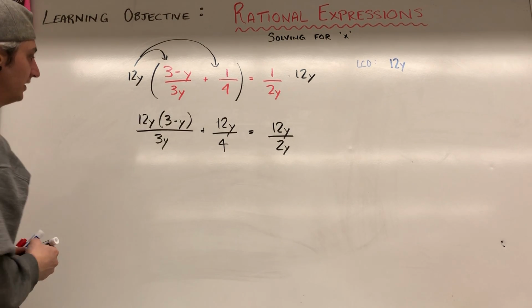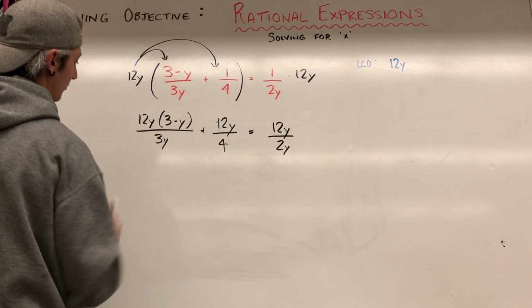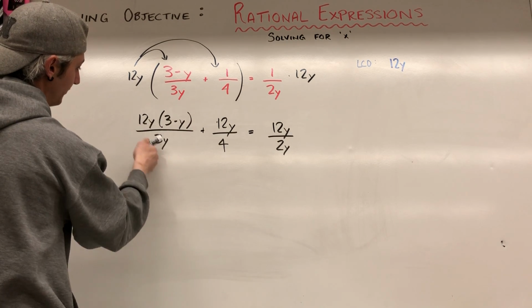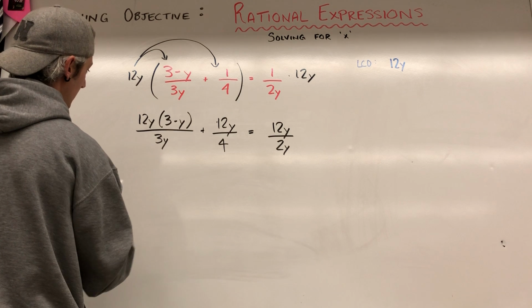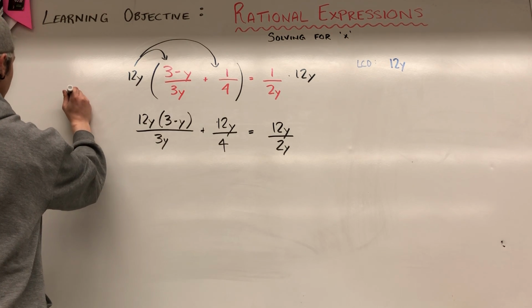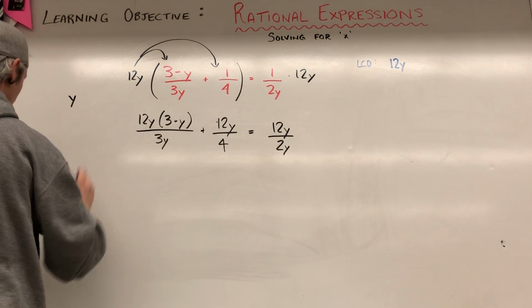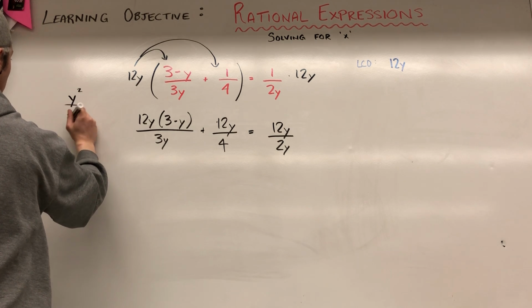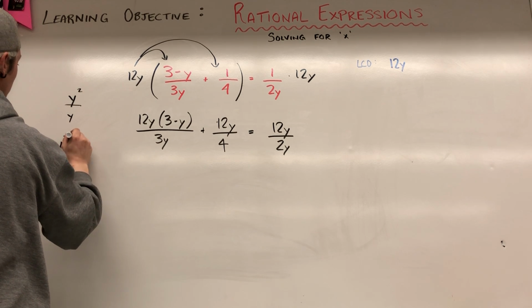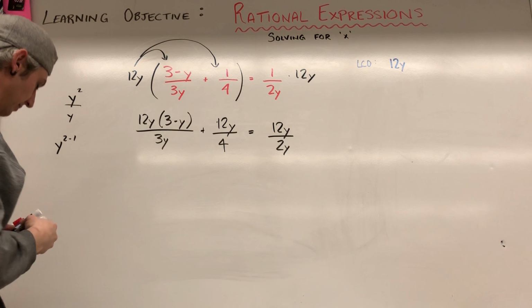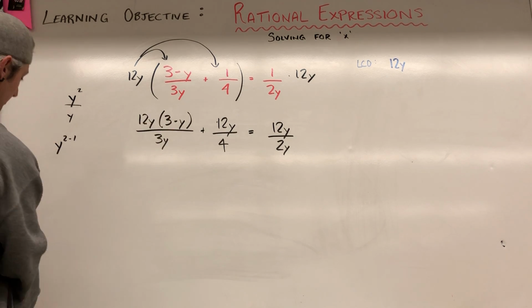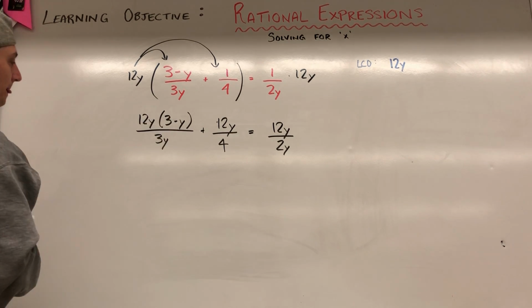What's 12y divided by 3y? Well, 12 divided by 3 is 4. Y divided by y is y to the 0, which is 1. And I use that because I know when I'm dividing variables, y squared over y is the same as y to the 2 minus 1. The top exponent minus the bottom exponent. 1 minus 1 makes y to the 0, or 1.